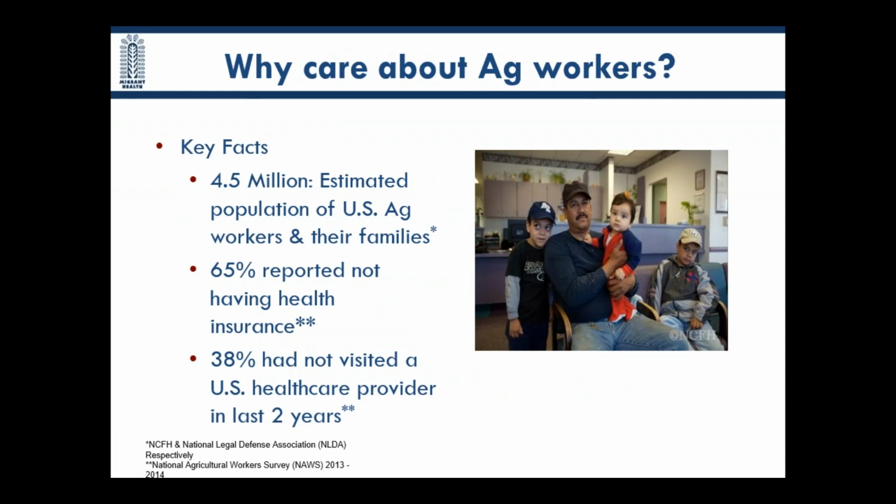When we talk about ag worker identification, the question comes up often of why should we care about ag workers? These are just a few key facts to think about as related to ag workers in this country, which also helps to illustrate why this is such a vulnerable population. So you'll note that there are an estimated 4.5 million ag workers and their families in this country. And as of right now, only about 22% are being seen in our health centers. So the majority of the special population reports not having health insurance and has not been accessing healthcare services. So we know we can definitely do better by being strategic and developing goals to reach more ag workers in our communities.